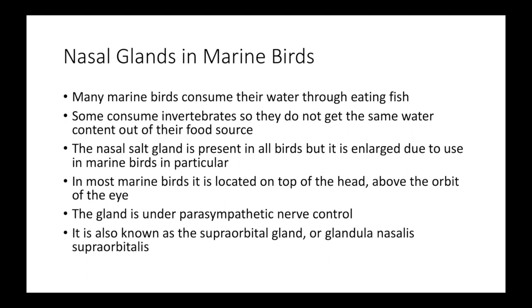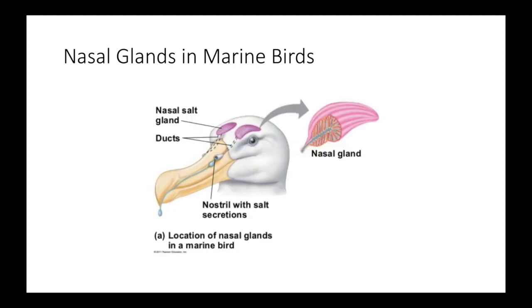This, along with their kidneys, is why they have a need for the nasal salt gland. The nasal salt gland is present in all birds, but it is enlarged in marine birds in particular. In most marine birds, it is located on the top of the head above the eye. The gland is under parasympathetic nerve control, and it is also known as the supraorbital gland or the glandula nasalis supraorbitalis. The gland secretes a solution of sodium chloride, which is more concentrated than seawater. On top of the skull, there are 2 glands with ducts running down beside each other to the nostrils, where the solution can drip out.